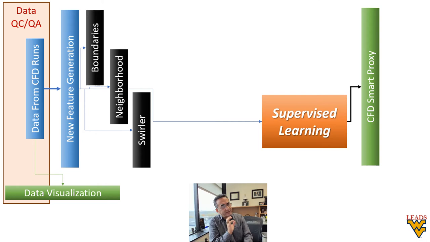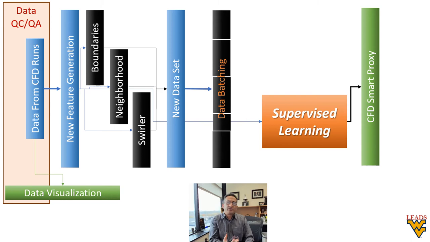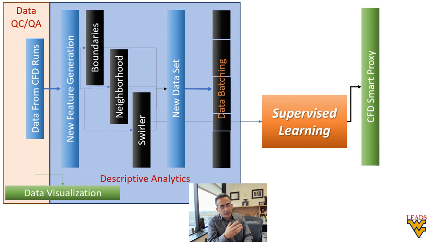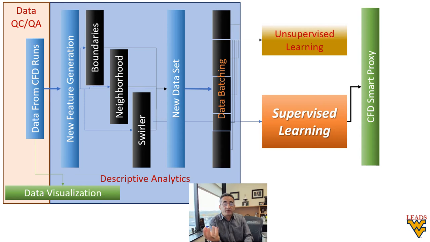All of these brings a new set of data, and that new set of data is patched in order to identify how it should be trained. This process is called descriptive analytics. After that, all that information goes through some sort of unsupervised learning in order to help the supervised learning, and then the CFD Smart Proxy is developed. This process we call predictive analytics.